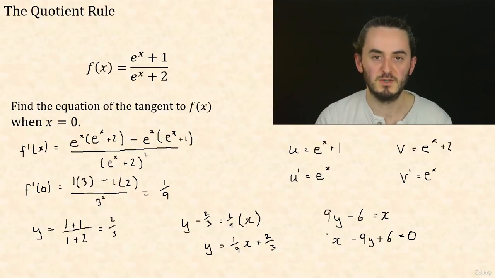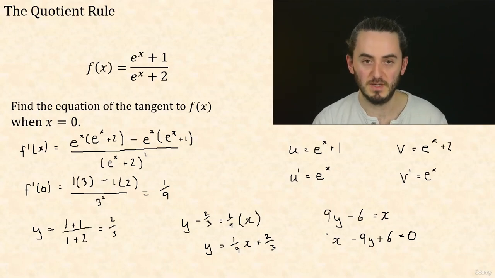Okay, I hope that's been a useful and enjoyable look at the quotient rule. We've now got three big rules that we can use: the chain rule, the product rule, and the quotient rule.